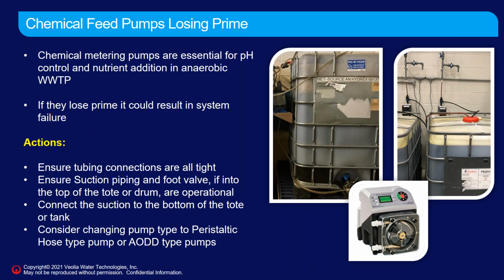Make sure your tubing connections are tight. Make sure you have a suction piping and foot valve into the top of a tote or drum. Make sure that's all working. Really, if you can, connect the suction into the bottom of the tote and make your tote higher than your chemical pump, if you're using a Pulsafeeder, Milton Roy, Prominent type pump, to give them some suction head, so they don't have to lift it up as much. They can do some slight self-priming, but they're still not the best.